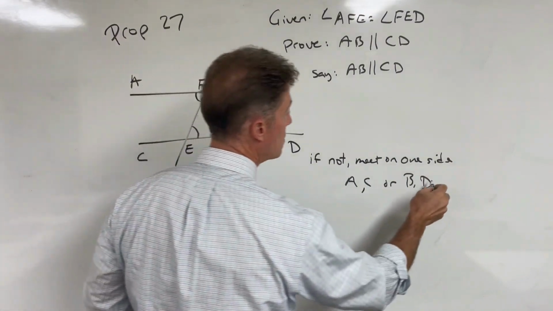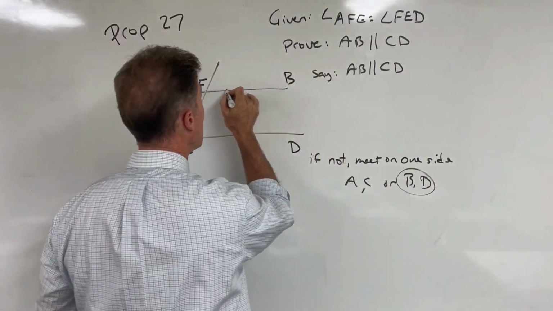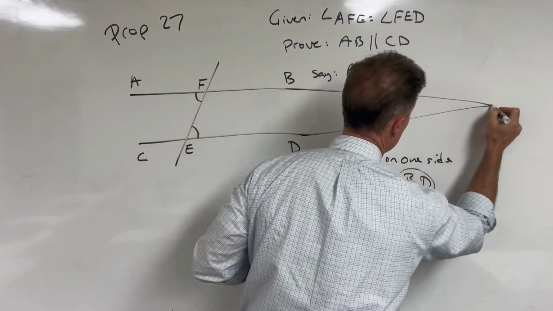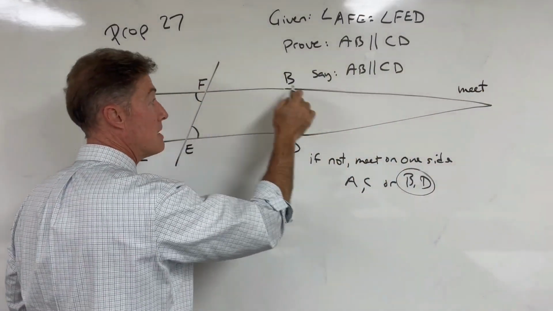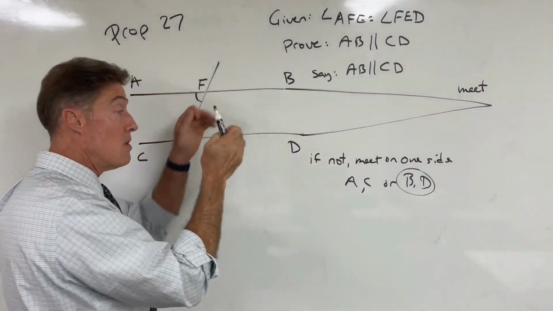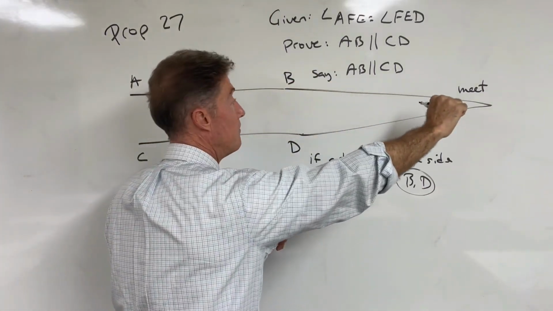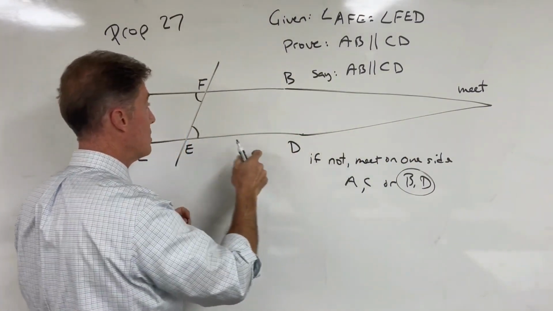So let's just choose at random that they meet on side BD. So this means if we extend lines B and D, at some point they meet. And I know it doesn't quite look like it here, but if they're inclining to one another, at some point they will meet and they'll make a giant triangle. So this is the base and these are the legs of our giant triangle.